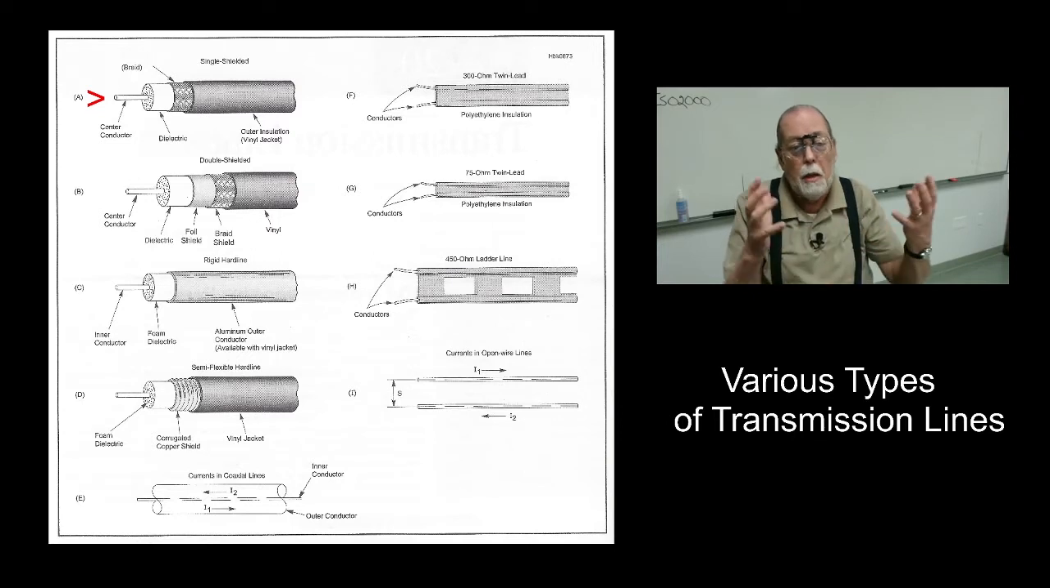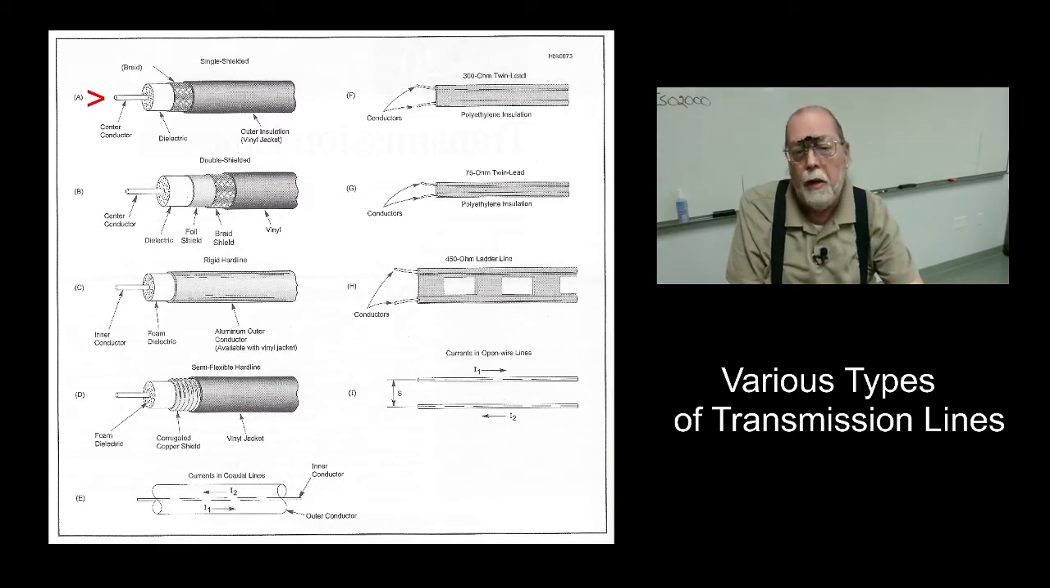But for you and me, the average ham, we're going to have a transmission line, a coax, with some sort of a solid dielectric in between the outer cylindrical conductor and the wire in the middle.